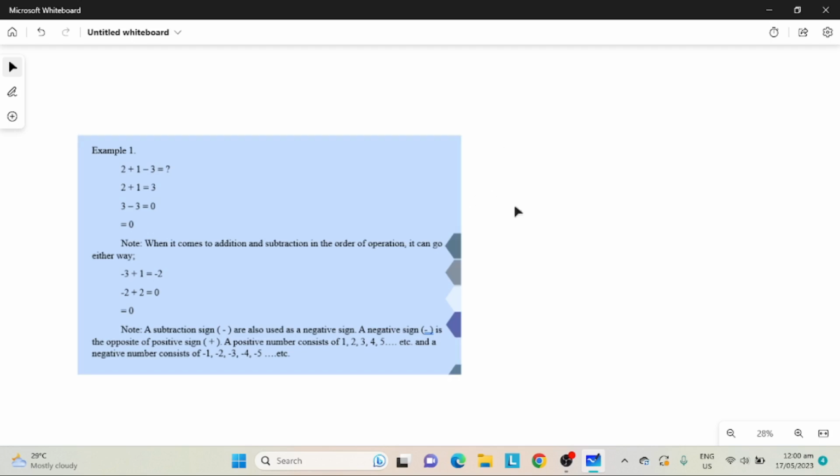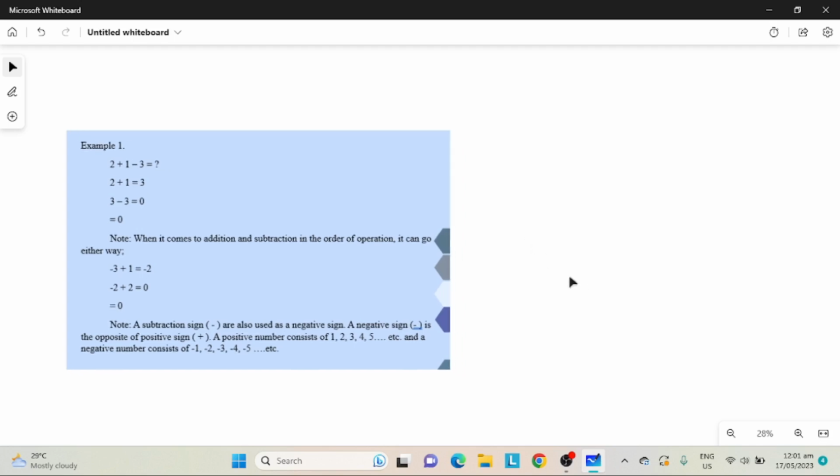So, for starters, the GMDAS classifies into three parts: the groups, the multiplication and division, and the addition and subtraction. In these three parts, addition and subtraction is the least prioritized, multiplication and division is the second prioritized, and then lastly is the groups. Groups consist of parentheses, brackets, and braces.